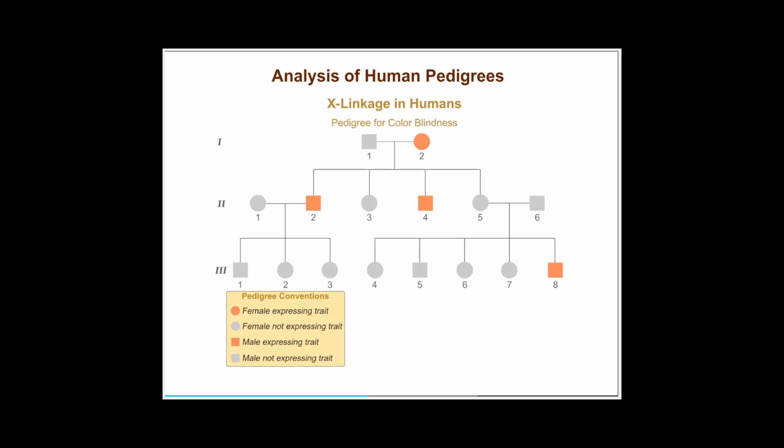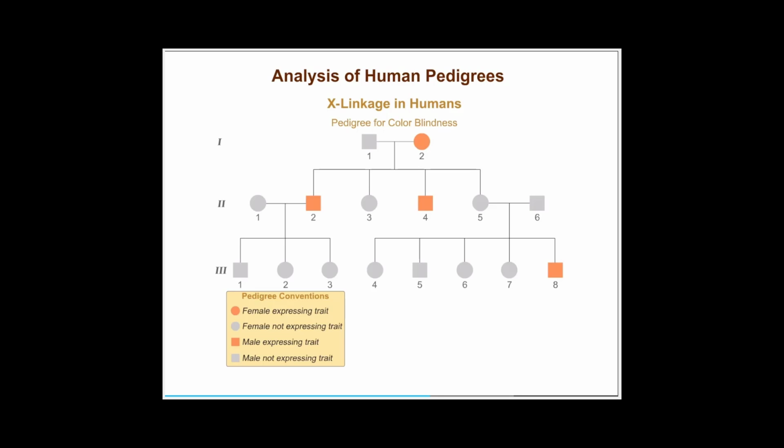Pedigree for color blindness. Inheritance of some traits is linked to transmission of the sex chromosomes. In humans, the Y chromosome has relatively few genes, primarily those associated with sex determination and secondary male characteristics. The human X chromosome has a much larger number of genes associated with a variety of physiological processes. X-linked refers to a condition caused by an allele of a single gene located on the X chromosome.